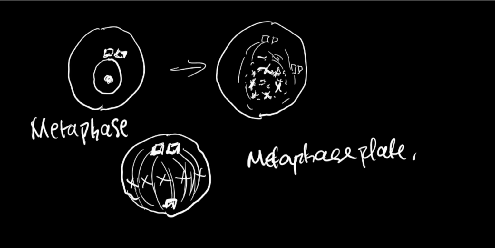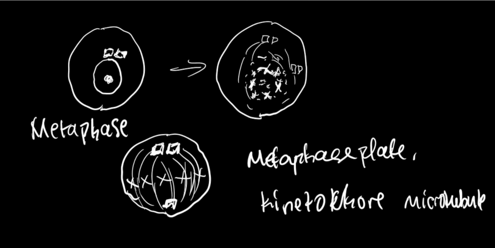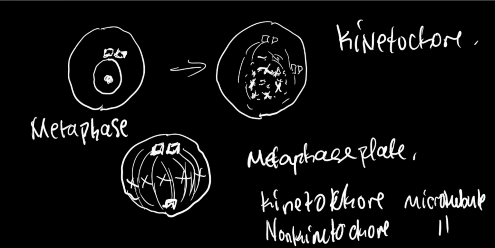Some of these spindle fibers interact with the chromosomes. Okay, the spindle fibers that interact with the chromosomes are referred to as kinetochore microtubules, and those that do not interact are the non-kinetochore microtubules. And this is simply because the point of attachment of the spindle fiber, which is made of microtubules, to the chromosome is at a site called the kinetochore. Okay, so we have this arrangement at the metaphase.